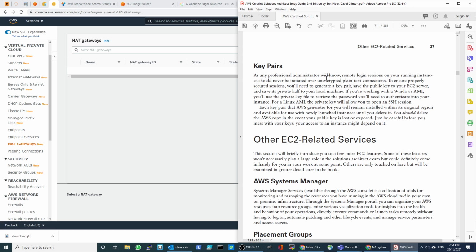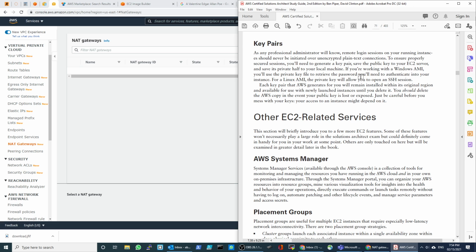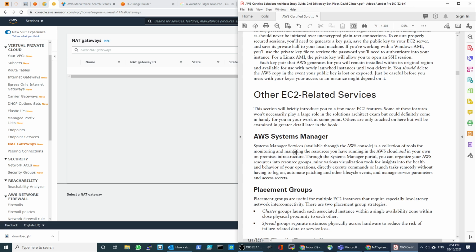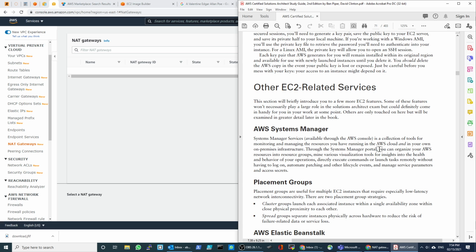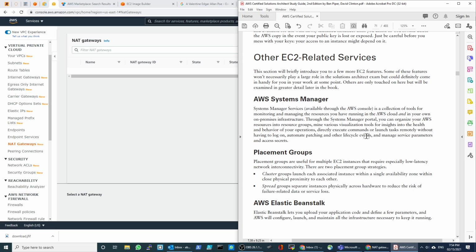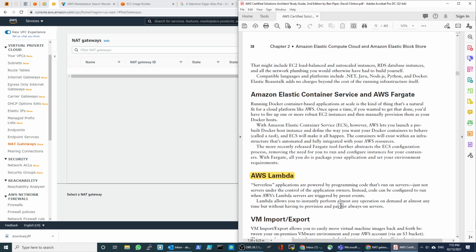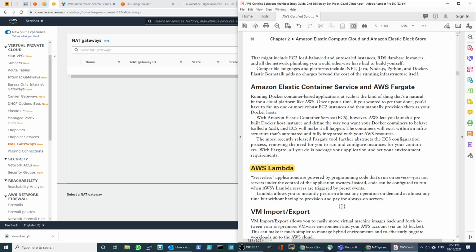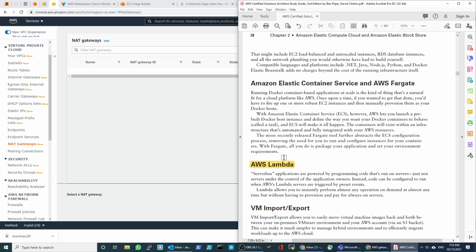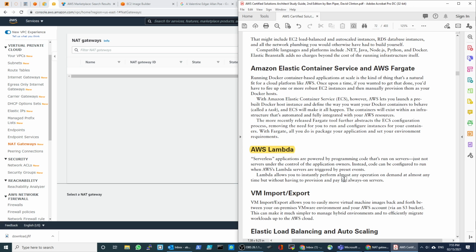Key pair we created many times. Also there's Systems Manager, but we have to have a client for it. Placement groups. This is where you could place EC2 in a certain group for different reasons. We'll talk about it later. Then you have Elastic Beanstalk. We spoke about it earlier, that you could just provide the code and AWS will create all the devices for you. You don't have to worry about it. AWS will take care of it. Then you have Lambda. This is a serverless application. We'll talk about it later in the class.